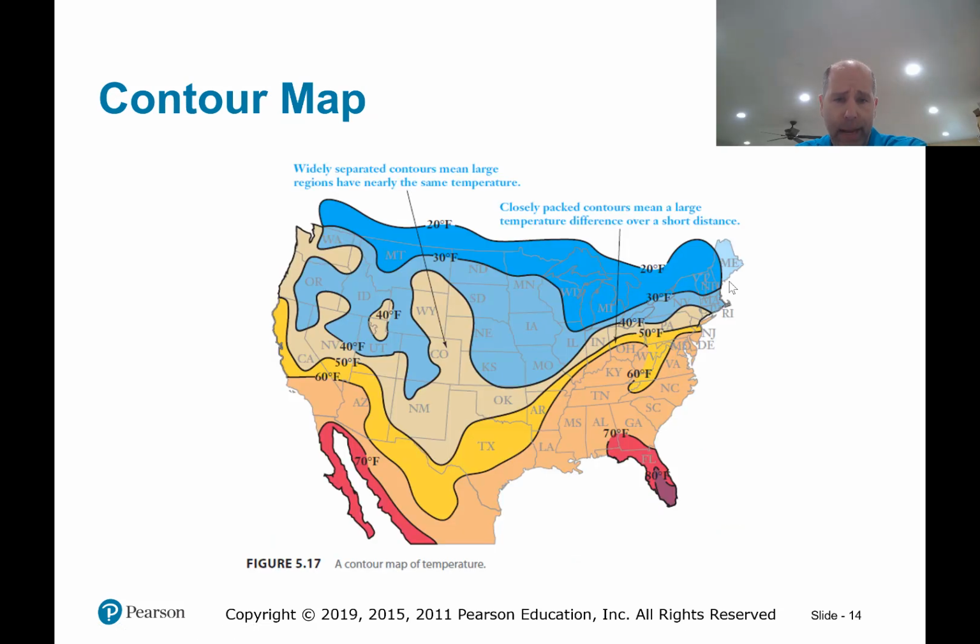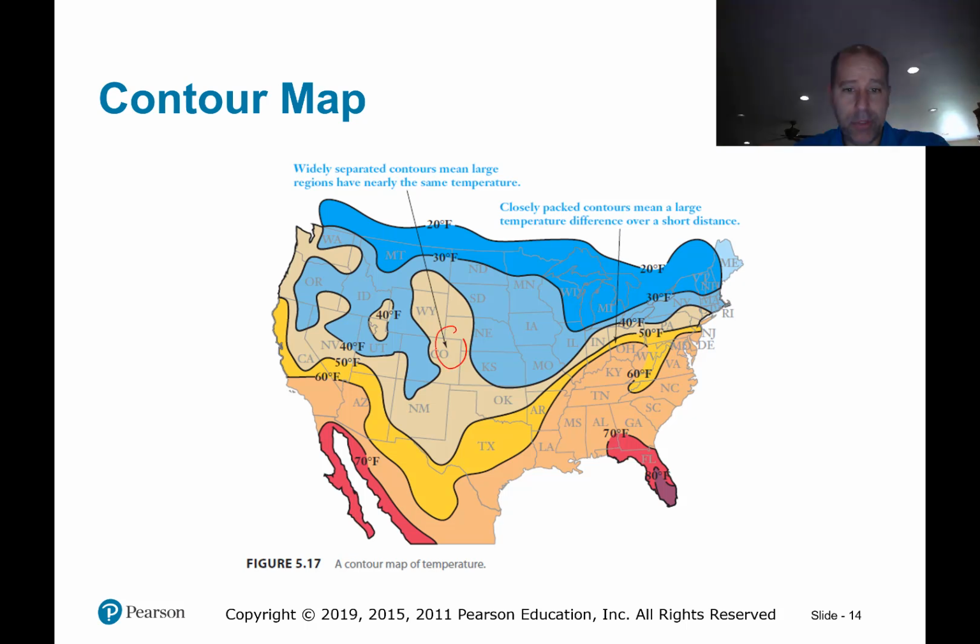And here's a contour map. Now this contour map deals with temperature. So you can see the gradation of temperature from the northern part all the way down to the southern. You can see as you get closer and closer to the equator, the temperatures rise. And so that makes sense, right? And you can see that widely separated contours mean large regions have nearly the same temperature, like in here.